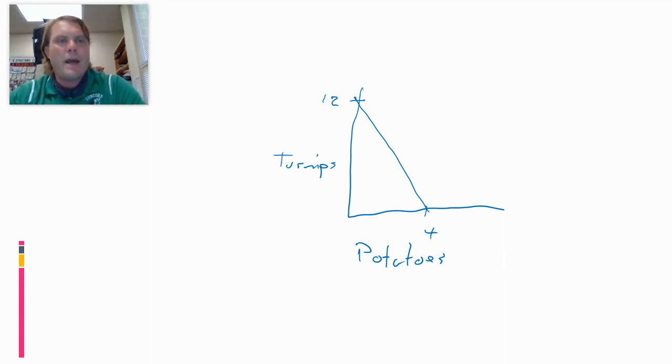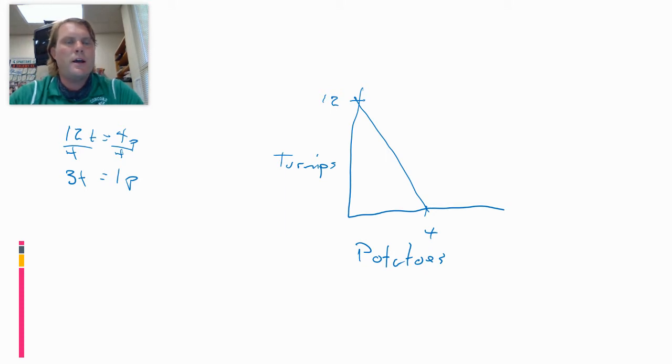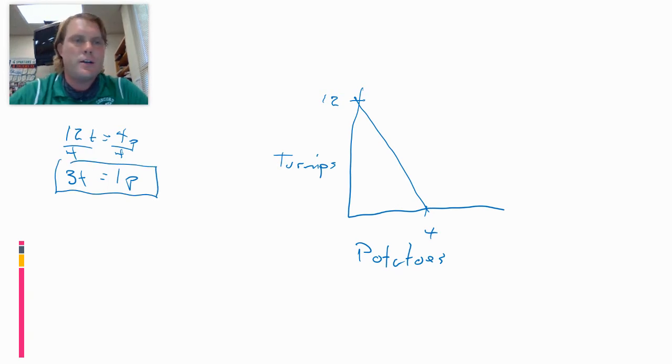Now we've got to do some math. So I've got my 12 turnips equals 4 potatoes. I've got my math. I'm going to solve for P first. I'm going to say 1 potato, divide by 4, 1 potato equals 3 turnips. All right, and now I'm going to show you a shortcut. You can always start from the top if you'd like. Remember to put your box around this so I know what you're trying to show me.